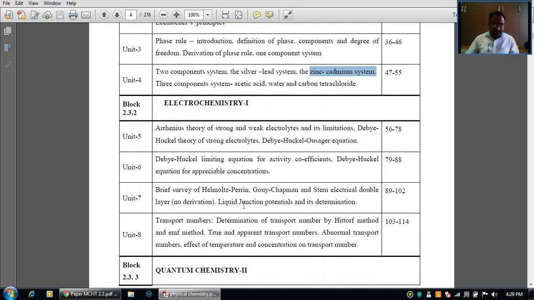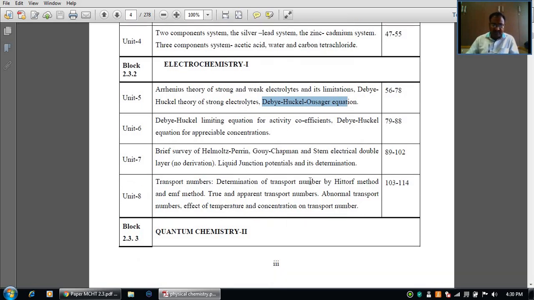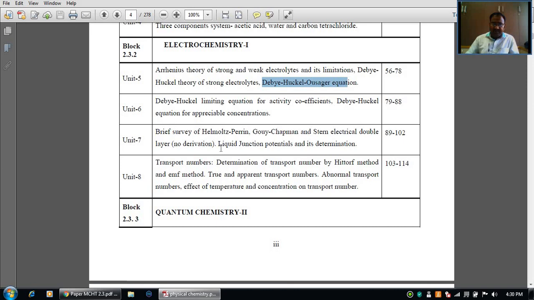In block 2, know the Arrhenius theory of strong acid and weak acid, or strong electrolyte and weak electrolyte. Debye-Huckel theory only, not derivations, only the Debye-Huckel theory. And brief out the liquid junction potential. If asked, its determinations and merits and demerits. Only liquid junction potential has 2 more questions.